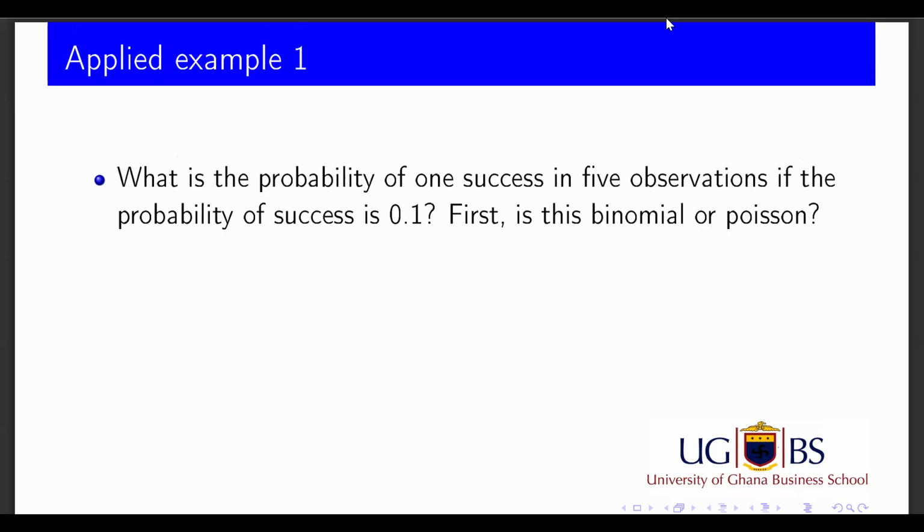This one is too obvious. Raise your hand. It's binomial. Why? One, there's no time or space interval, and there's either success or failure. That's it. You can either have success or failure, and this was specifically written. So now all of you find it. You have the binomial formula. Find the answer to the question: what is the probability of one success in 5 observations if the probability of success is 0.1?